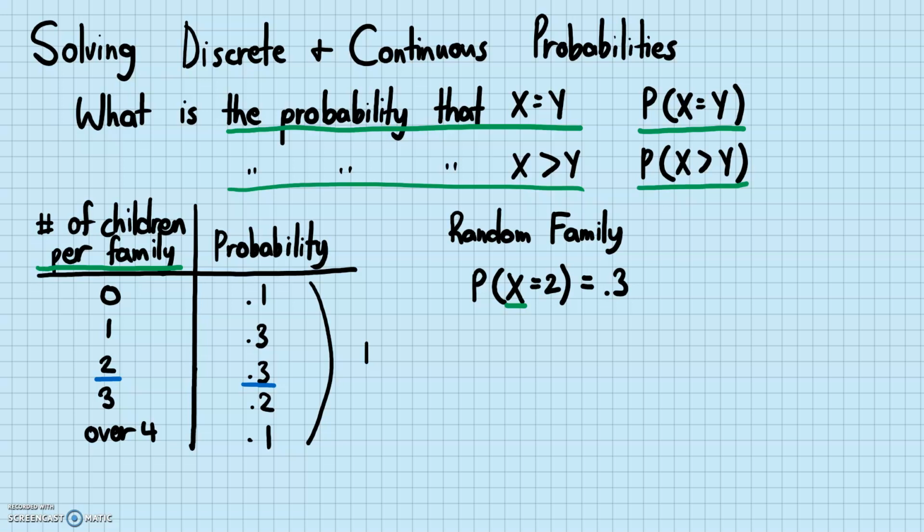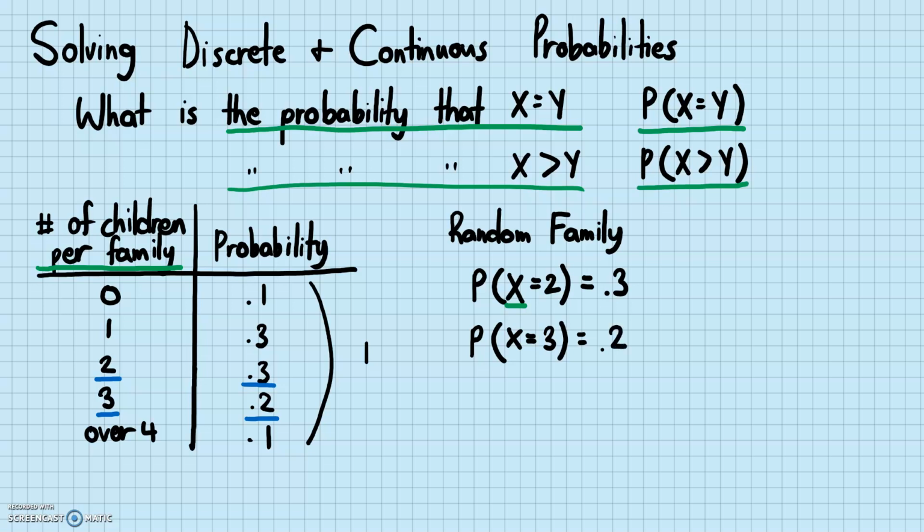And similarly, we can do that for the probability that x equals 3. Okay, so what does this mean? This means this is looking for the probability that the number of children in a family is 3. And again, looking at the table here, we can see that that would be 0.2.